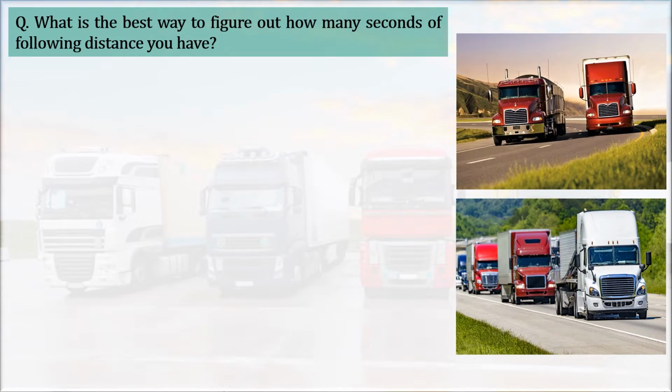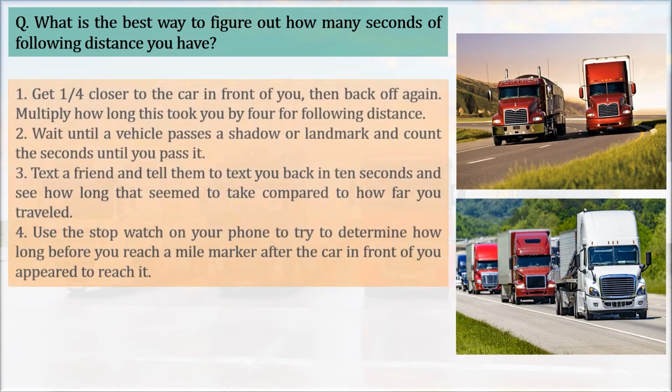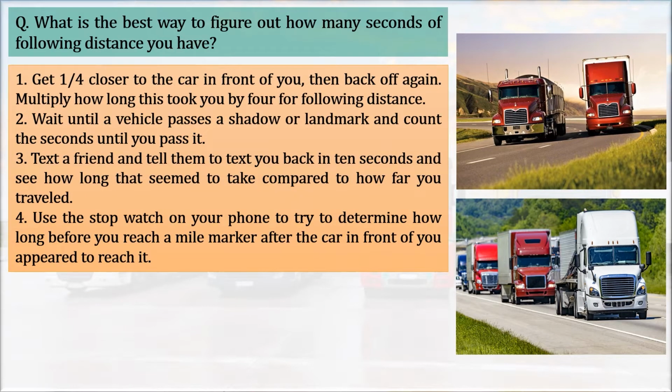Question: what is the best way to figure out how many seconds of following distance you have? Option number 1, get 1/4 closer to the car in front of you, then back off again. Multiply how long this took you by 4 for following distance. Option number 2, wait until a vehicle passes a shadow or landmark and count the seconds until you pass it.